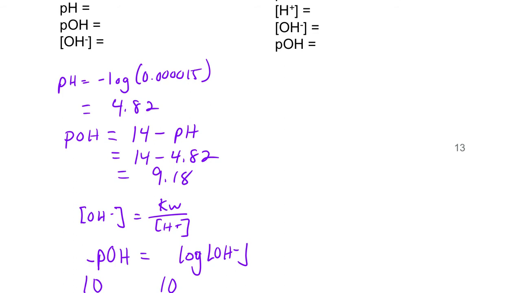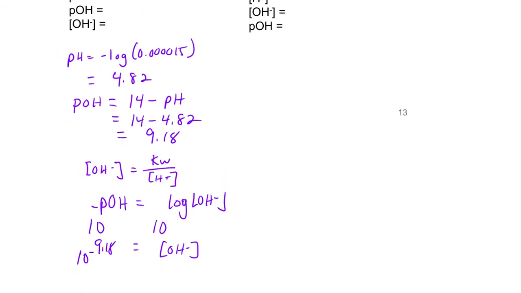So using this expression, in order to get rid of the log, I've taken the minus sign, divided both sides by -1 to move the minus sign over to the pOH side. Now I have 10 to the log of OH minus, so that's going to give me OH minus. So 10 to the minus pOH, so 10 to the minus 9.18, is going to give me the OH minus concentration. And so for that, I get 6.6 times 10 to the minus 10.